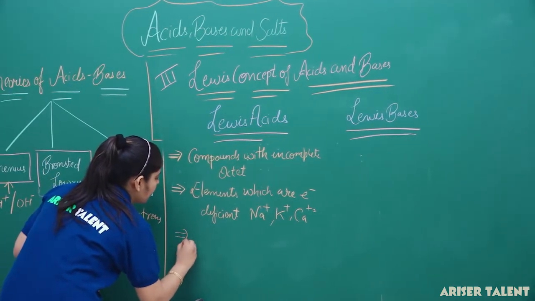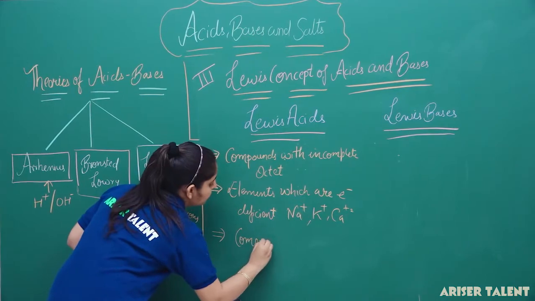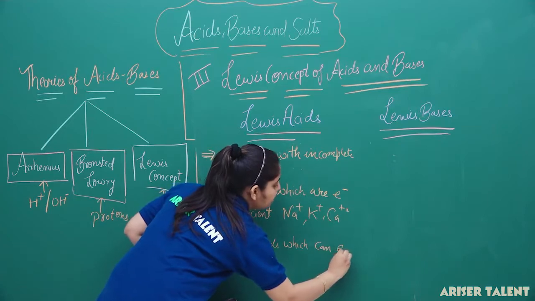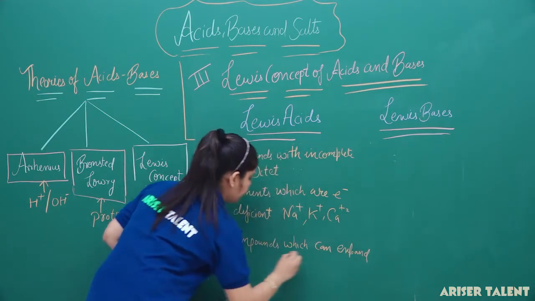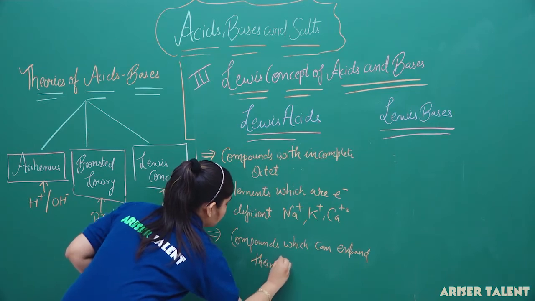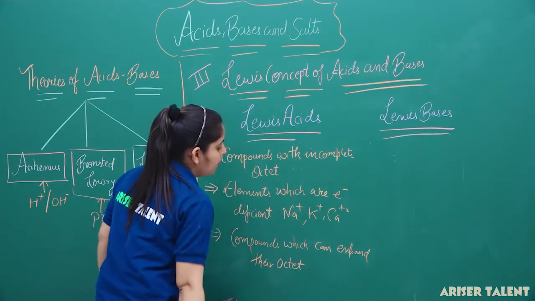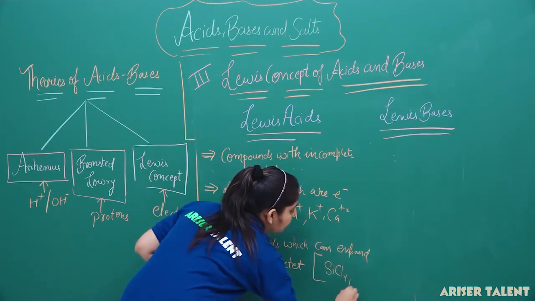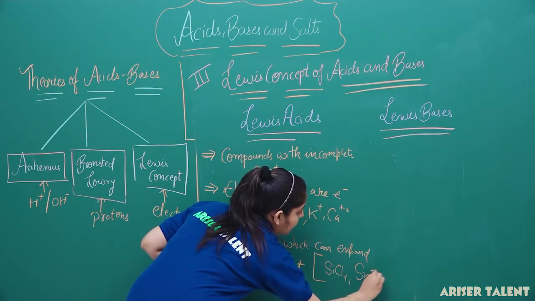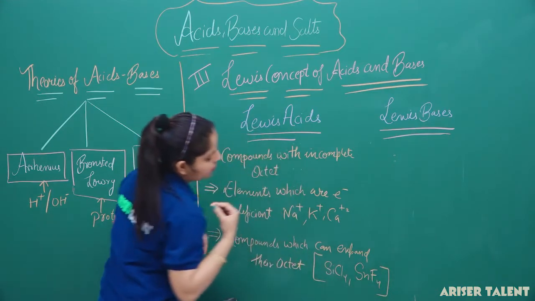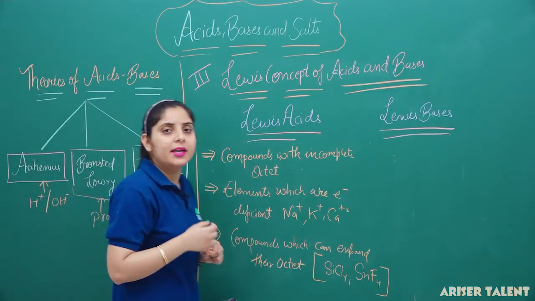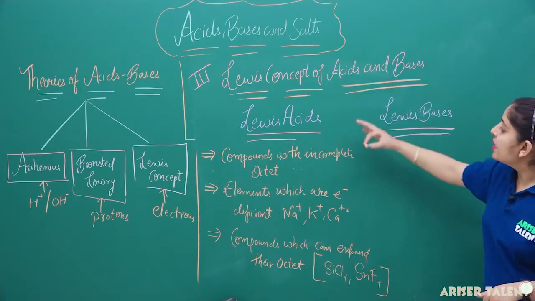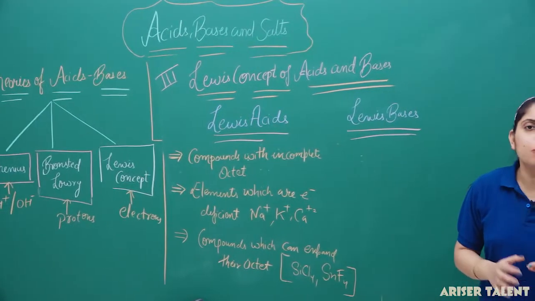Thirdly, compounds which can expand their octet. The compounds which can expand their octet are SiCl4 and similar compounds. Expanding the octet means they have a tendency to acquire more than 8 electrons. So these are some of the compounds which will act as a Lewis acid.